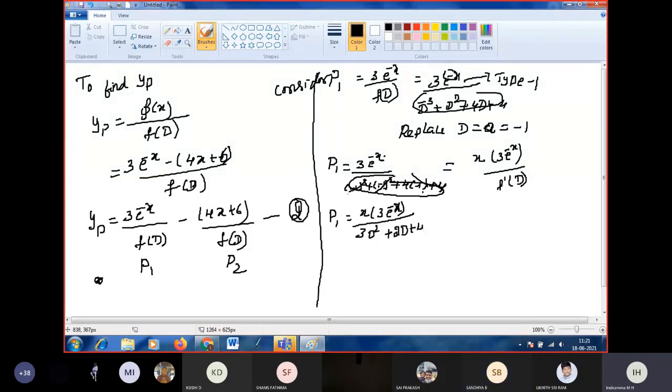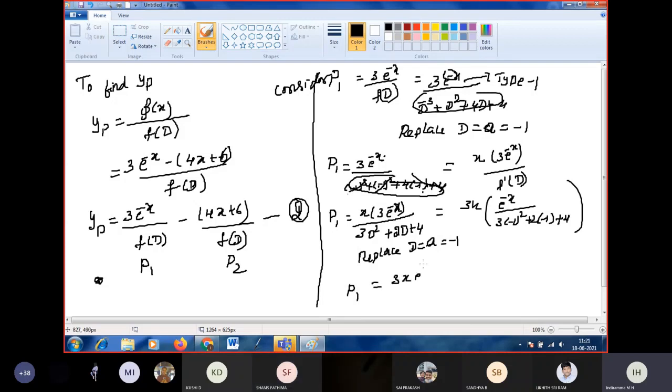So now replace D by a, and a is nothing but minus 1. The 3x you can keep out. So e to the power of minus x divided by 3 into minus 1 whole square plus 2 into minus 1 plus 4. Now what is the denominator? 3 minus 2 is 1, 1 plus 4, 5. So P1 is equal to 3x e power minus x by 5.